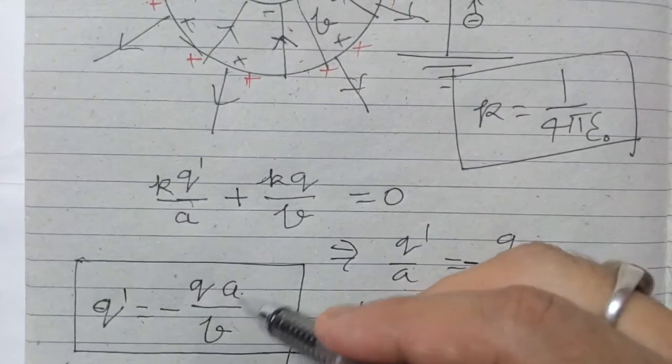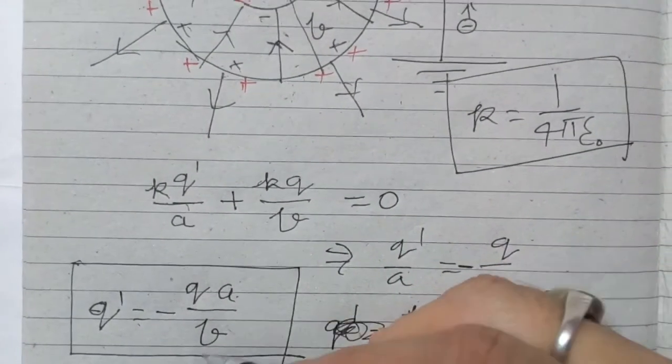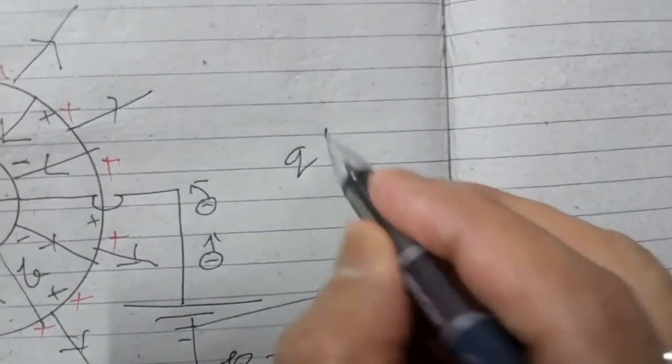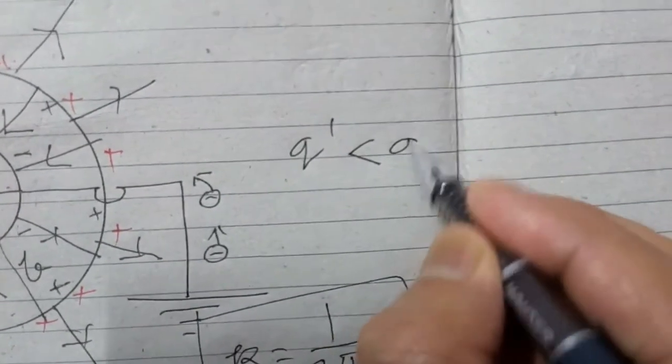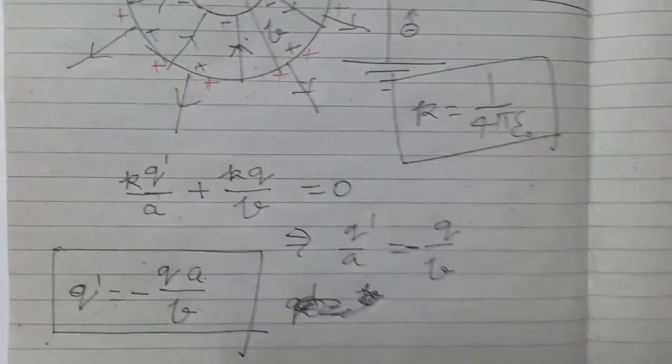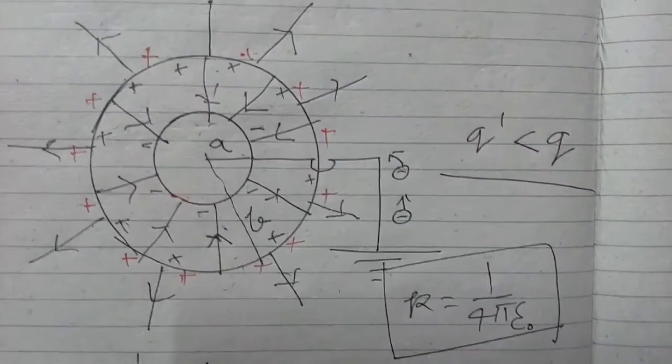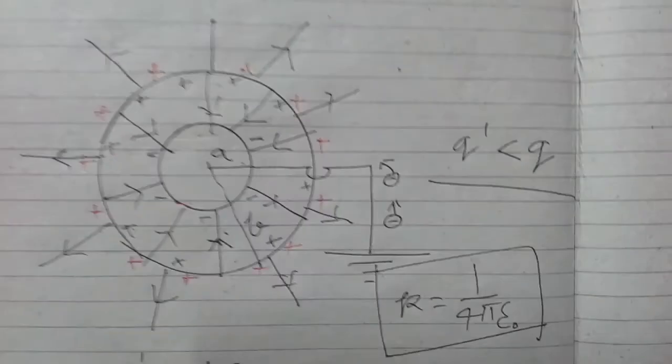Now since a is smaller than b, q dash is less than q. So this is the charge distribution, the negative charge on the inner sphere.